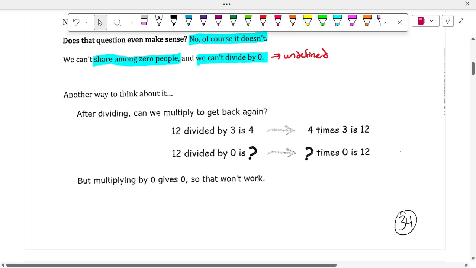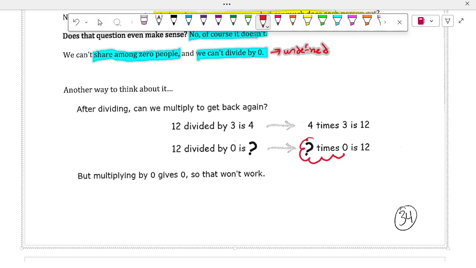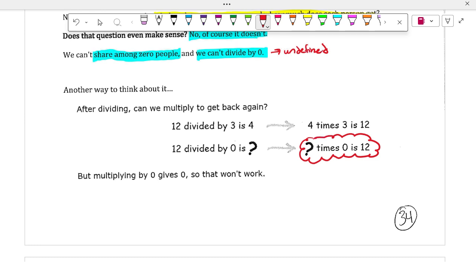If you think about it, 12 divided by 0 would be, we don't know. So blank times 0 is 12. Well, this is the paradox right here. What's always 0 times anything? 0. So this is what we call a contradiction in math.